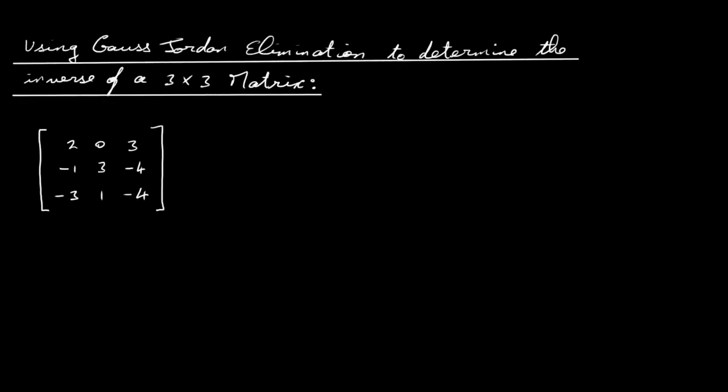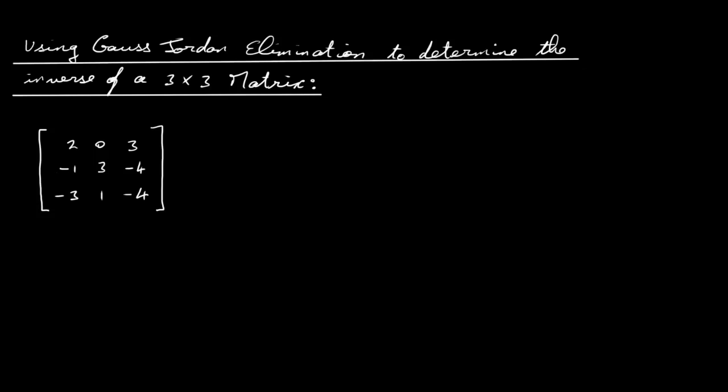Okay, so let's have a look at the Gauss-Jordan elimination method to determine the inverse of a 3 by 3 matrix. So I'm going to start with this 3 by 3 matrix here, and what we're going to do is find the inverse of this 3 by 3 matrix.